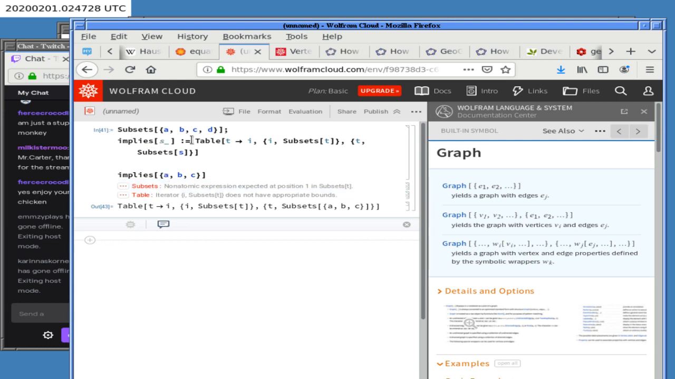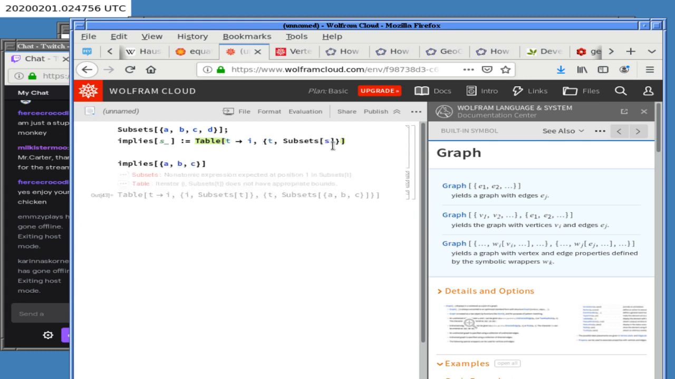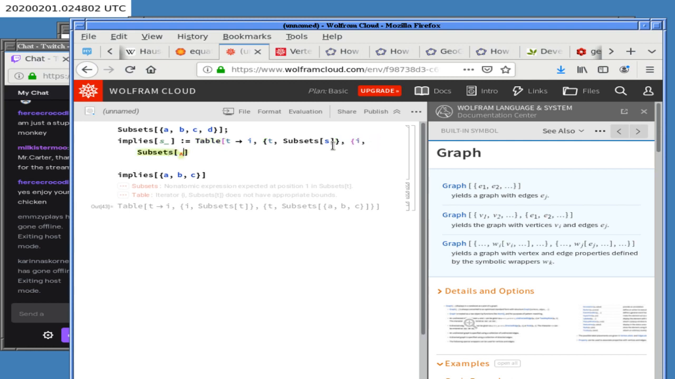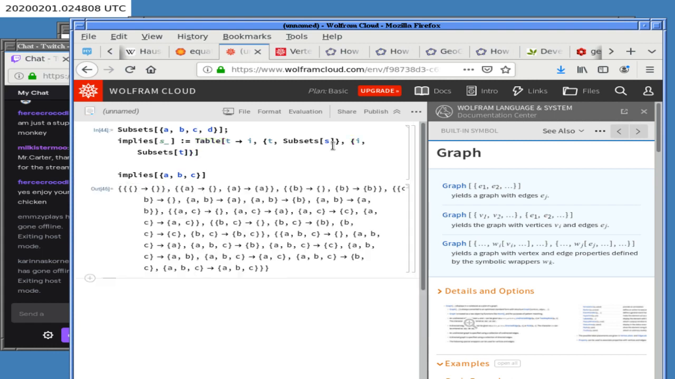Implies S set equal to table, T goes to I, where I is... Nope, that doesn't make sense. I is a member of subsets of T, and T is a member of subsets of S. So we should be able to get that there. I may have to flip this, because I think T subsets S has to be an actual set before I can do I subsets T. Actually, I'm not sure if it will or won't. There it is. Every subset of T implies its own subsets.